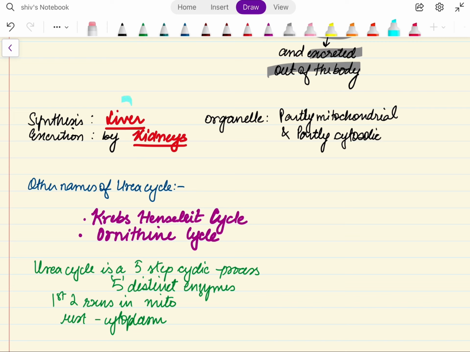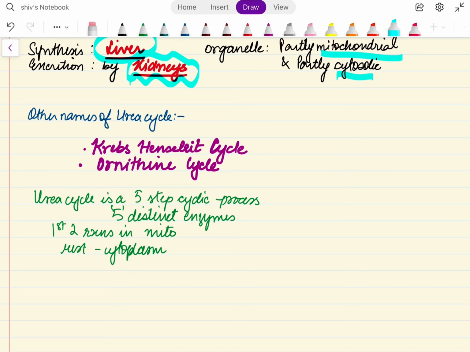Synthesis of urea takes place in a very important organ of our body, which is the liver. And the site of synthesis is partly in mitochondria and partly in the cytosol. Excretion takes place by the excretory organs in our body, the kidneys.